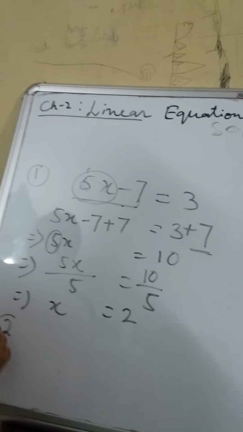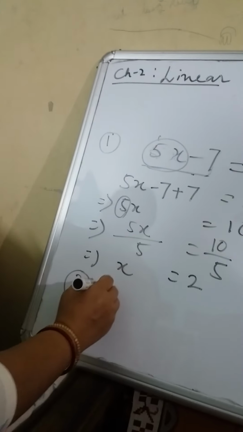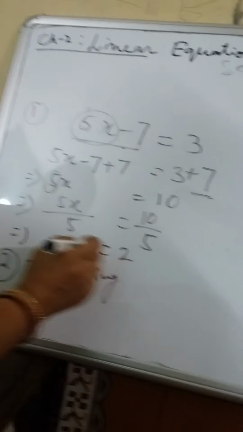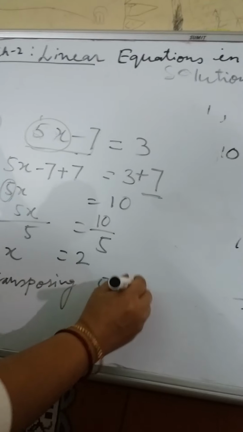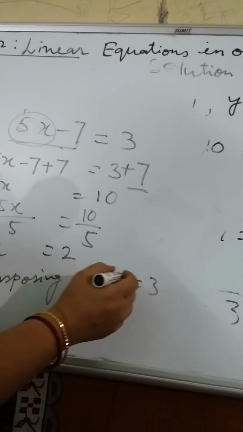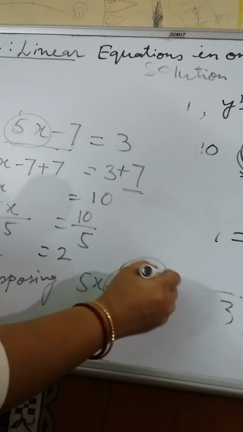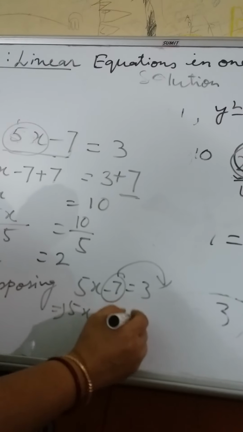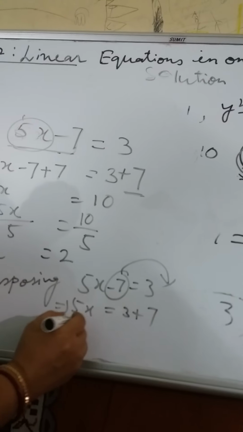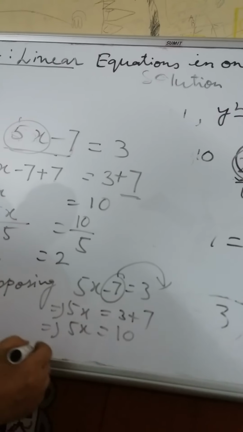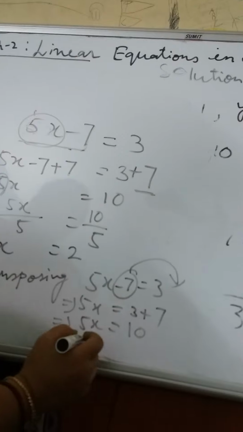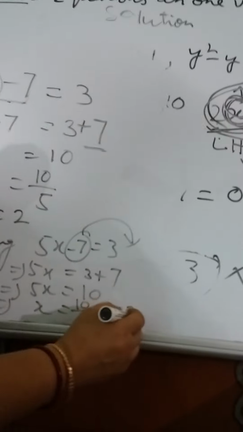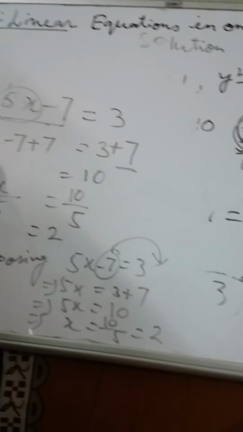Another method is the transposing method. If 5x minus 7 equals 3, and I transpose this minus 7 to the right hand side, it will become plus 7. So 5x equals 10. Now you have to divide this by 5. So the answer is 2.